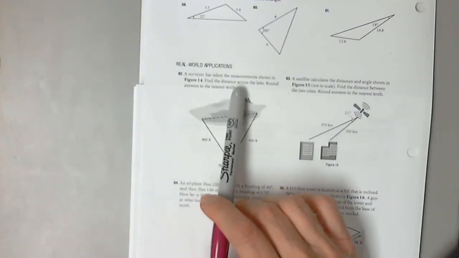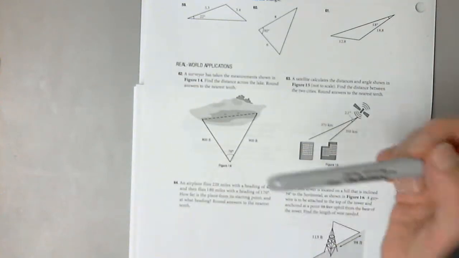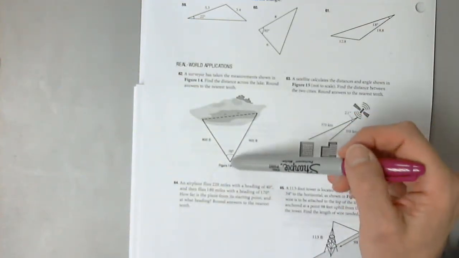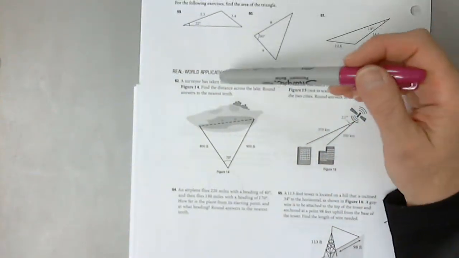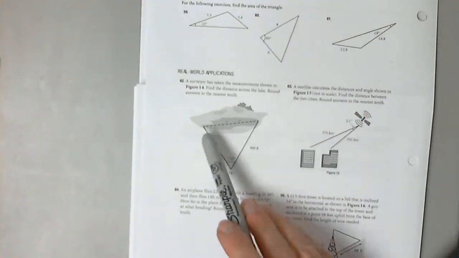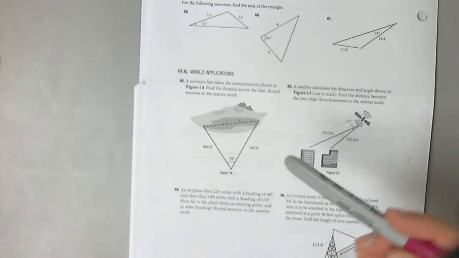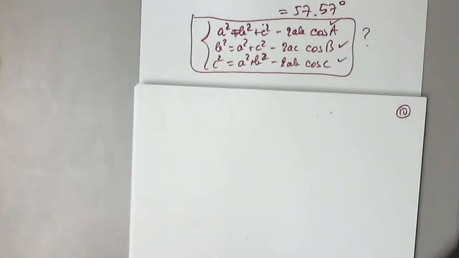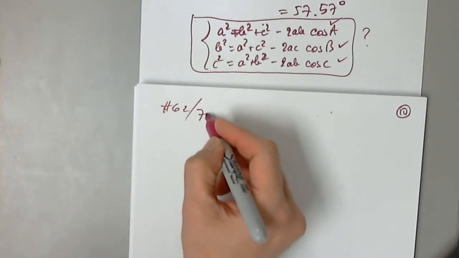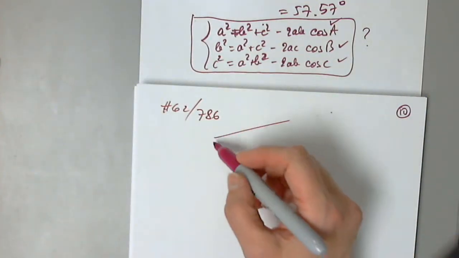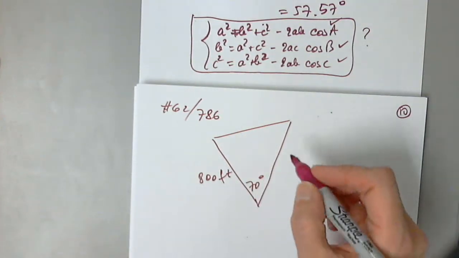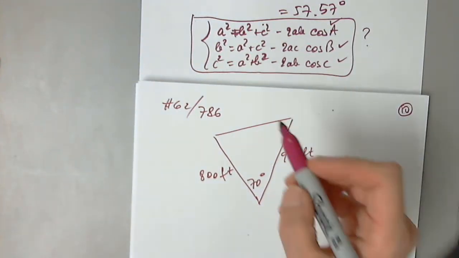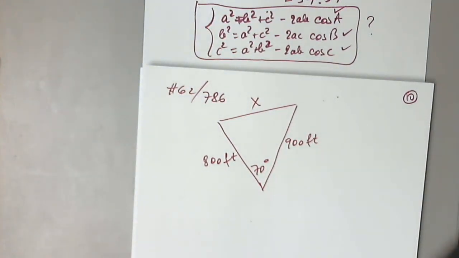A surveyor has taken the measurements shown in the figure, figure 14. So angle 70, measure 900, this side, this height 800. Find the distance across the lake. So we want to determine the distance between point A and point B. So 62 on page 786. So this is what we have. 70 degrees. We have 800 feet. And we have 900 feet. So we're asked to find measure X. How are we going to do that?